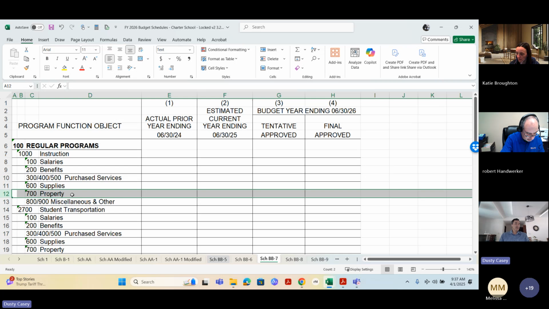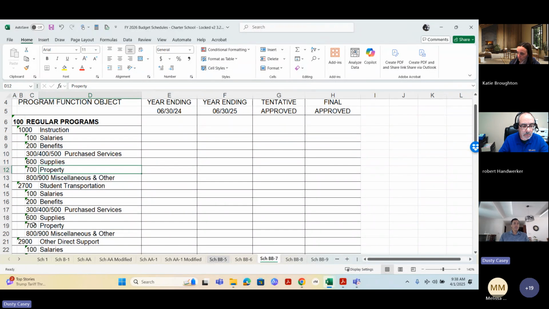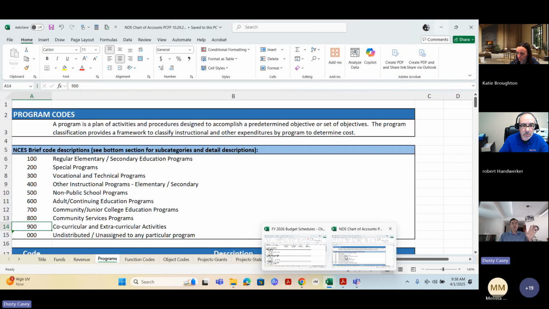So if you're spending over that $5,000 capitalization threshold for items that would be coded to object code 700, you would break that out in every single program and function where it goes. For example, in your classrooms, if you're buying some technology that's over $5,000, and please consult with your back office service providers, or if you are an accountant, you know that there are new rules around single orders of items that are less than $5,000, but if they're on one order, they may be subject to capitalization. That goes in your 700 line.